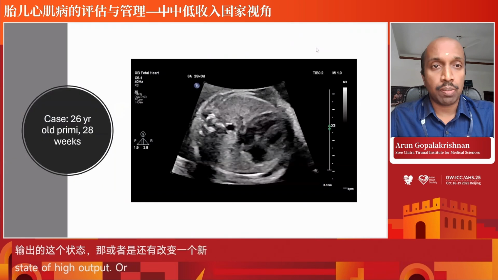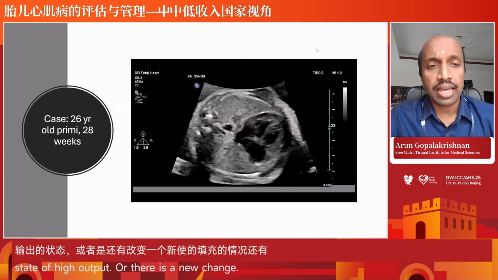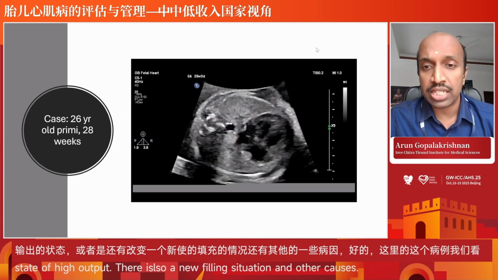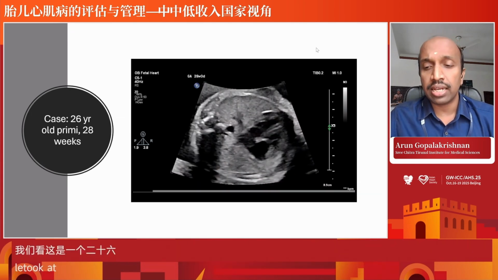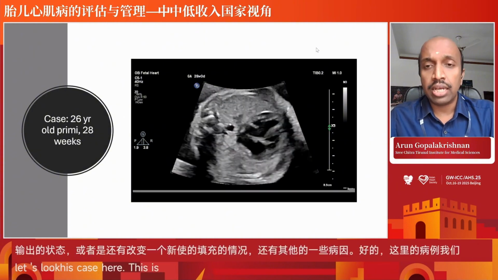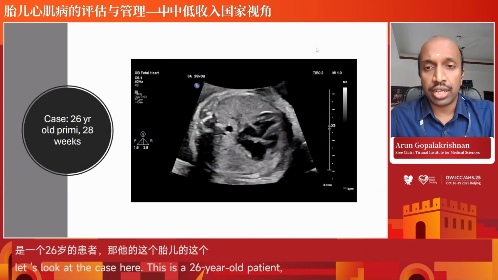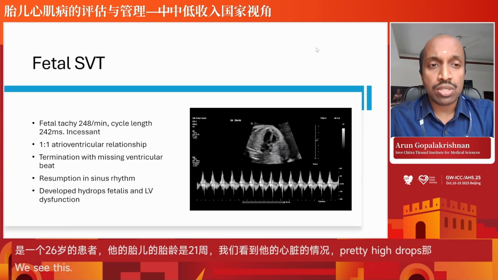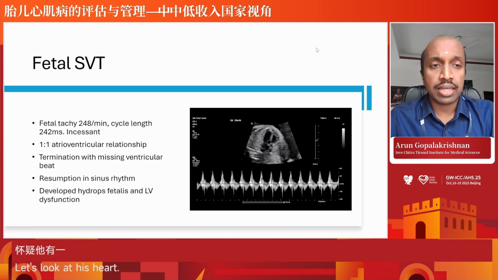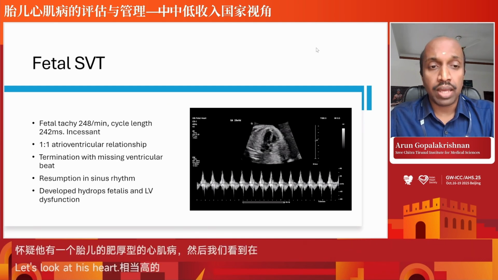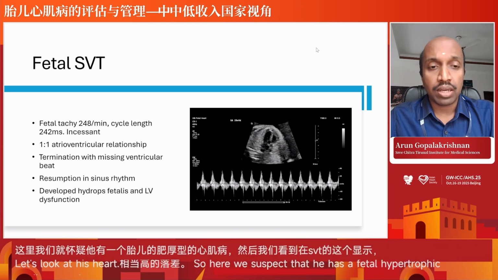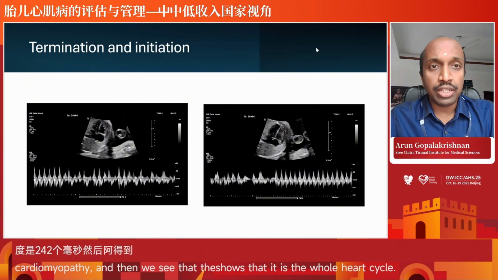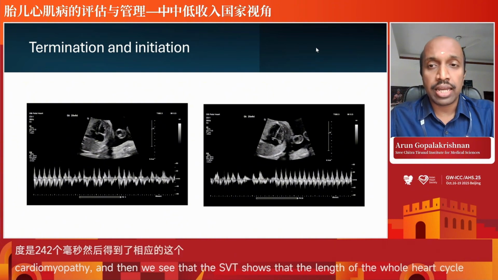So do placental anomalies. This is a case of a 26-year-old primi who presented to us at 28 weeks of gestation with incessant tachycardia, as you can see in the fetus. And in a matter of hours, the child went into fetal hydrops. And the tachycardia was incessant with a 248 per minute cycle length, 1:1 AV relationship, and careful evaluation led to the diagnosis. There was spontaneous termination and reinitiation of the tachycardia in sinus rhythm.